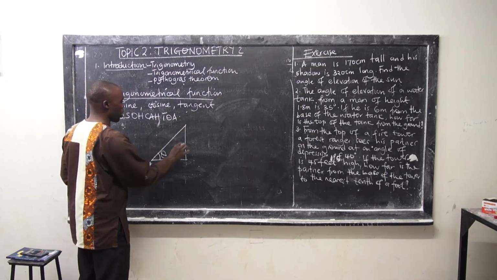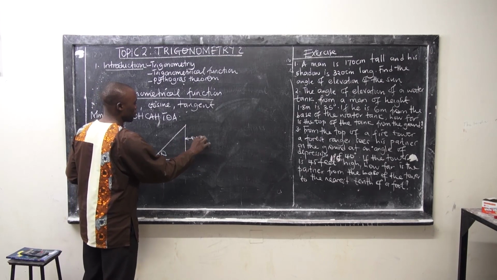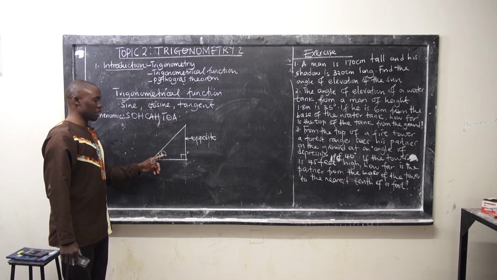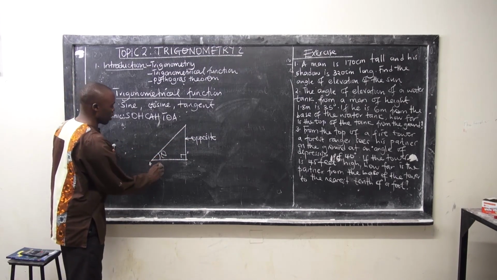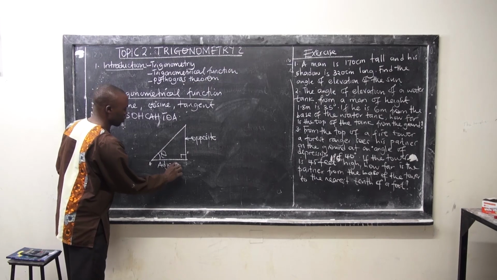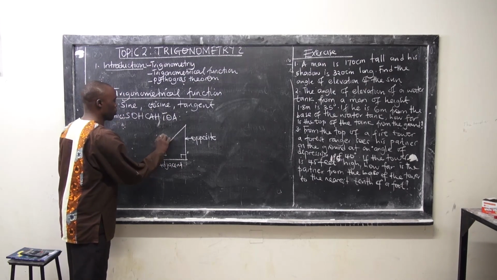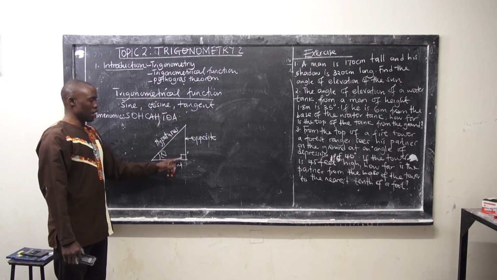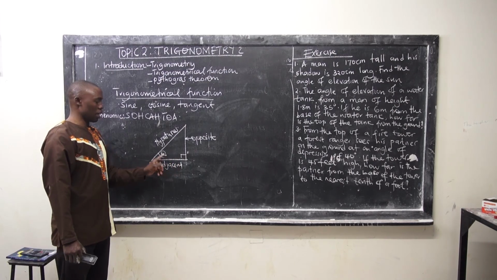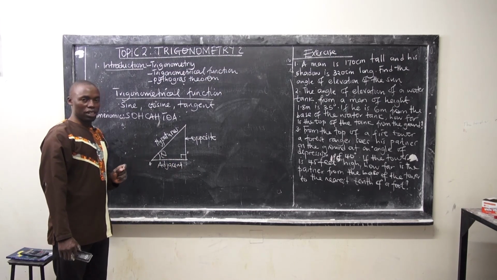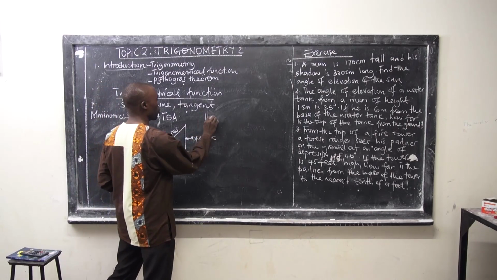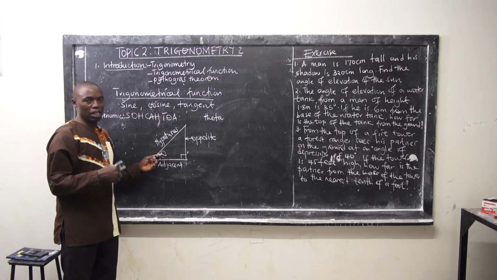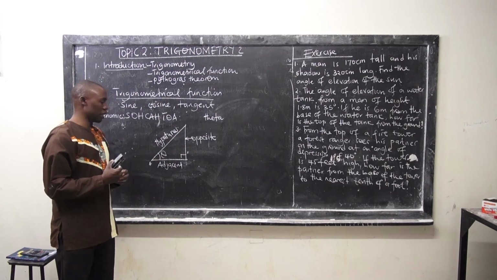So within that triangle, it contains the opposite. The opposite is the side that exactly faces the angle. Then we have the adjacent. Then we have the hypotenuse. The hypotenuse is the longest side. Then the adjacent supports the right angle and the angle theta. Theta is a Greek symbol to be used for angles. Other symbols are there such as beta, gamma, etc.